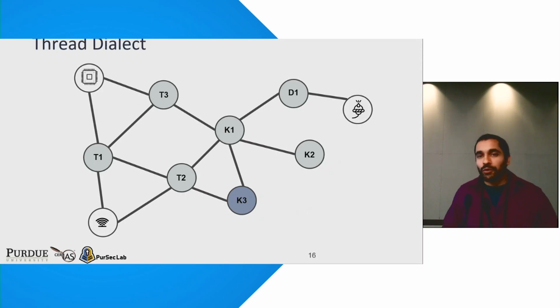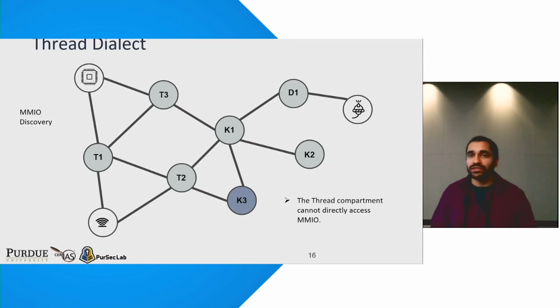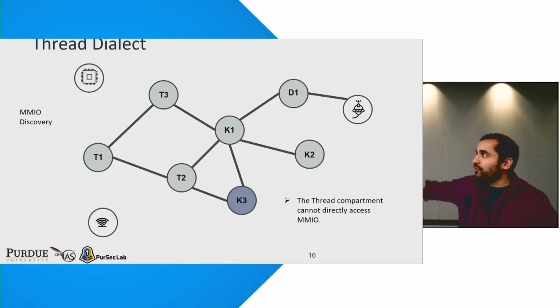All right, now let's jump to the thread dialect, which is the least privileged compartment dialect in our system. So in the thread dialect, we have a lot of restrictions. The thread compartment cannot directly access MMIO. Again, because of the MMIO discovery, if we see there's a thread that is directly accessing MMIO, we just throw an error, and the user has to fix that error. Because of that, after that, all of those dependencies will go away.